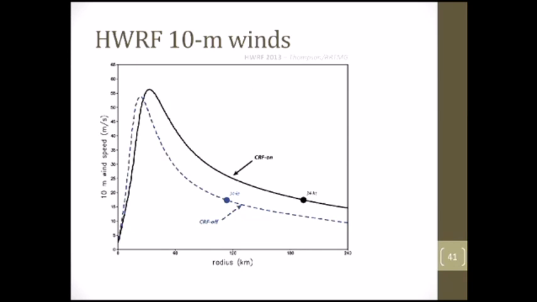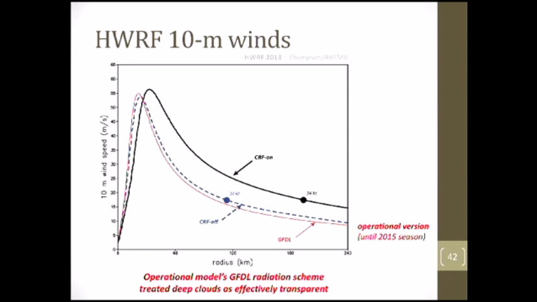Okay? So I showed you this previous. I'm going to shift back from the axisymmetric model to the HWRF model. I showed you that going from the CRF off to the CRF on, having the cloud-radiative forcing on makes a much wider storm, that has consequences for storm motion and storm surge, if not necessarily storm intensity. Now I'm going to show you what the operational version of the HWRF model, that's the red curve, was doing at the time that we started using the HWRF model.